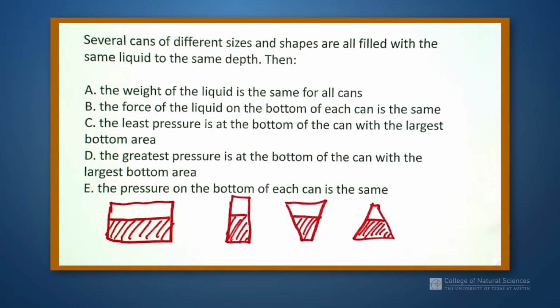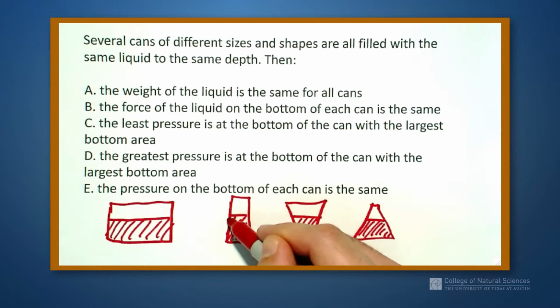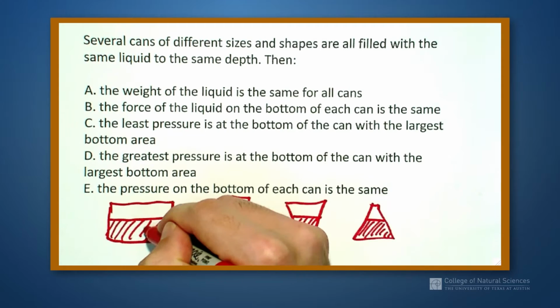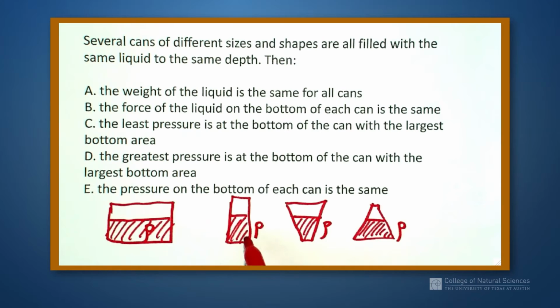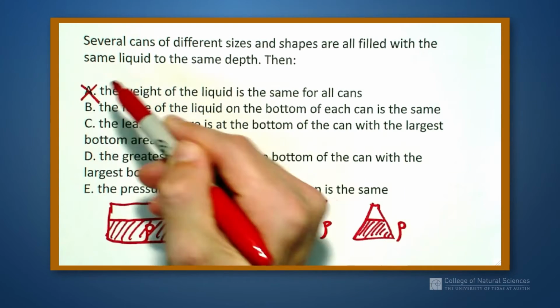First one says that the weight of the liquid in all the cans is the same. Well, this is a small area. They all have the same density, right? They all have the same density of rho. This volume right here is a much smaller volume than that volume, which means this can weighs a lot less than that can does because of the liquid in it.